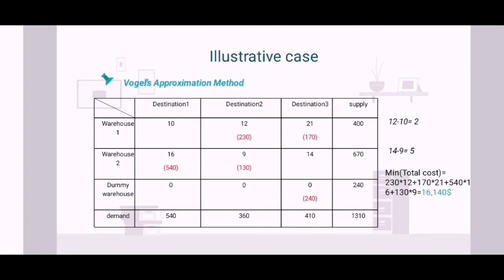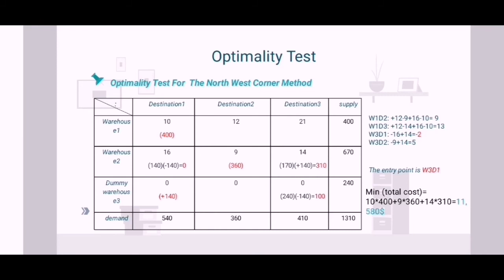For Vogel's approximation method, the procedure starts by selecting the two lowest cost cells for each row. Subtracting the lowest cost from the other will produce a Vogel number. We then select the largest Vogel number and allocate to the corresponding lowest cost cell, which in our case is in the second row. We will allocate 540 for the first destination from warehouse 2. The total cost of transportation using this method is $16,140.